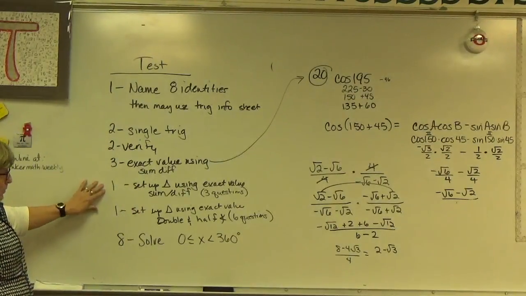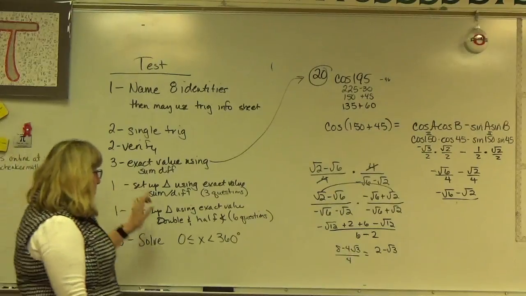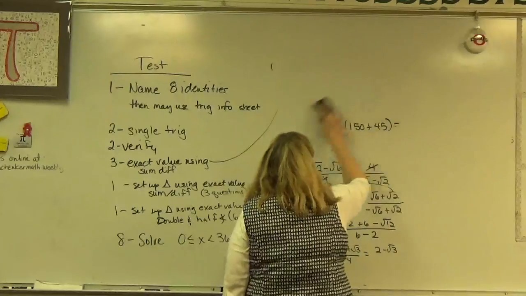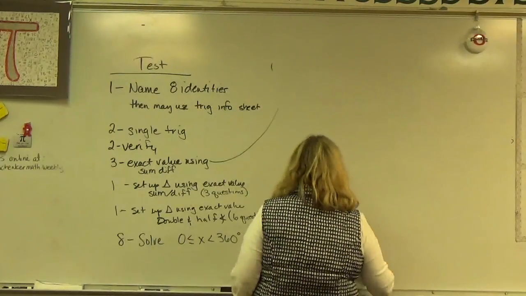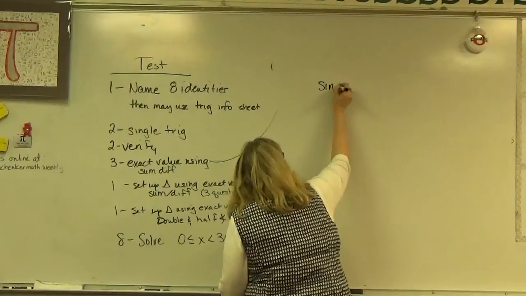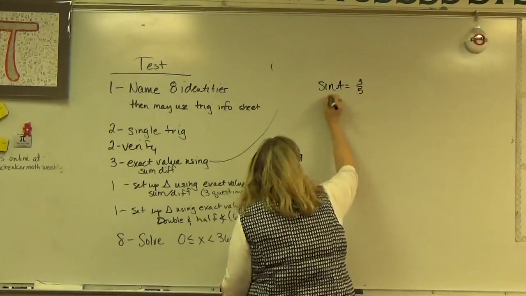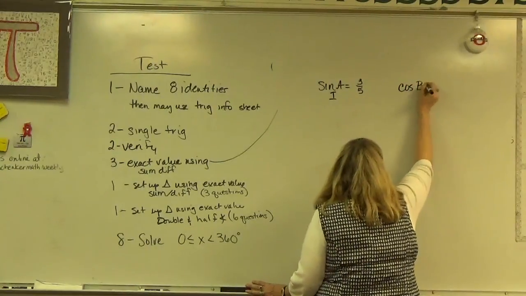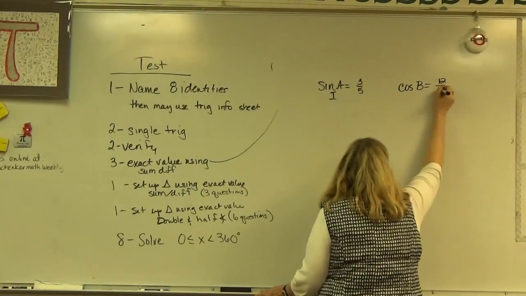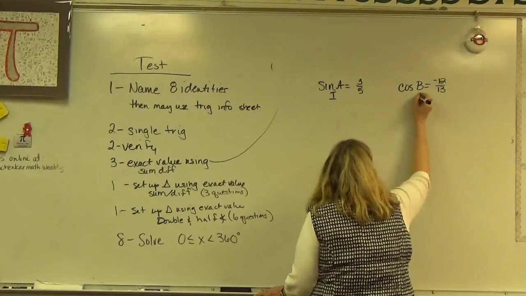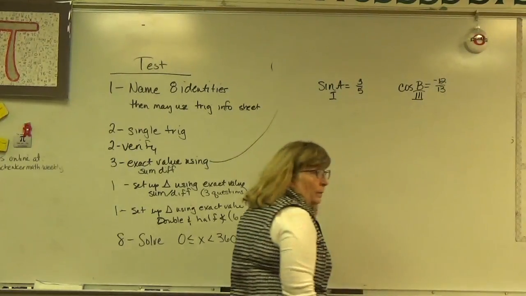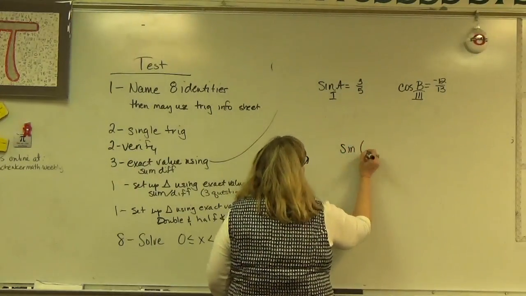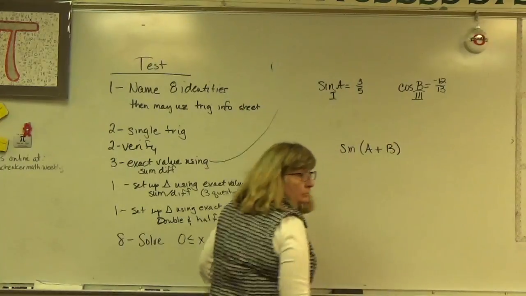Okay, set up using exact values, sum and difference. So that means we're gonna set up a triangle. I'll just make up a problem for it. Let's say that we've got the sine of A equals 3/5, and it's in the first quadrant. Cosine of B is 12/13, and it's negative, and it's in the third quadrant. I want you to find the sine of A plus B.